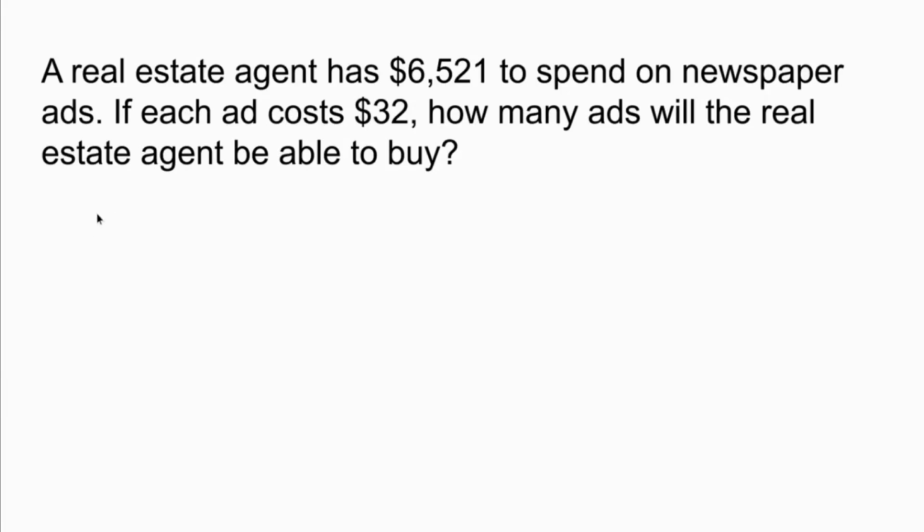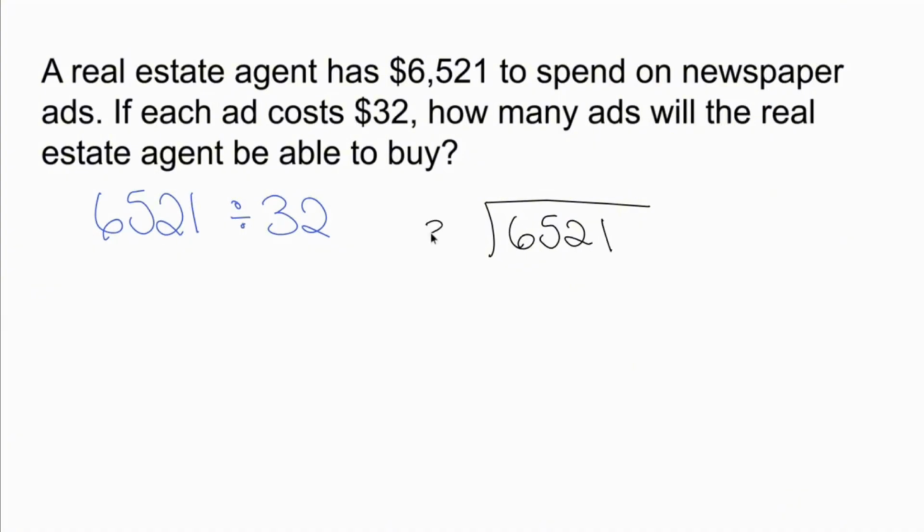6,521 by 32. So let's write that out just to show it and demonstrate it. But that's not how we're going to do it. We're going to set up the old long division process. So we're going to put the larger number in here. We're going to put the smaller number out here.